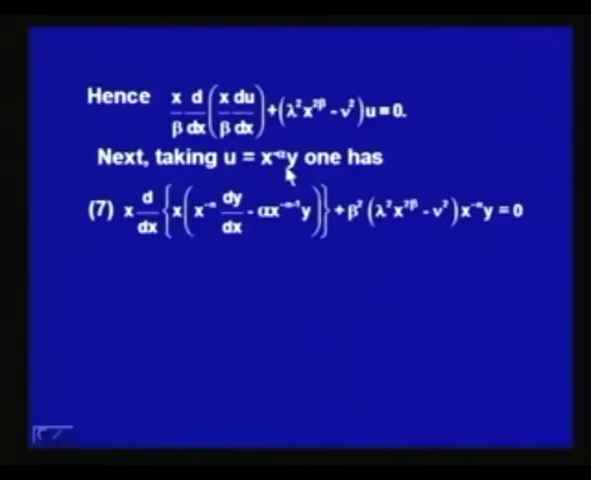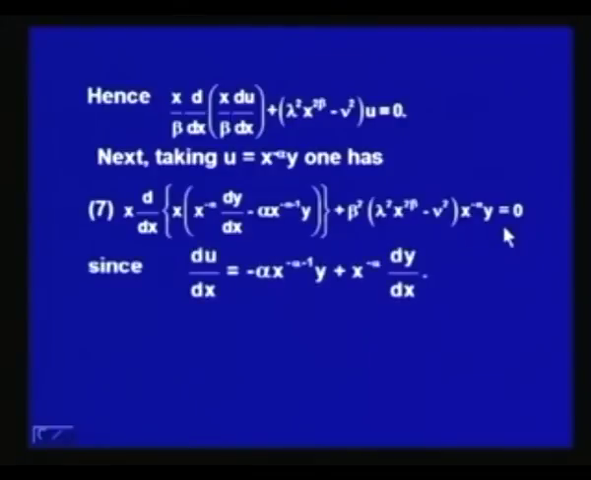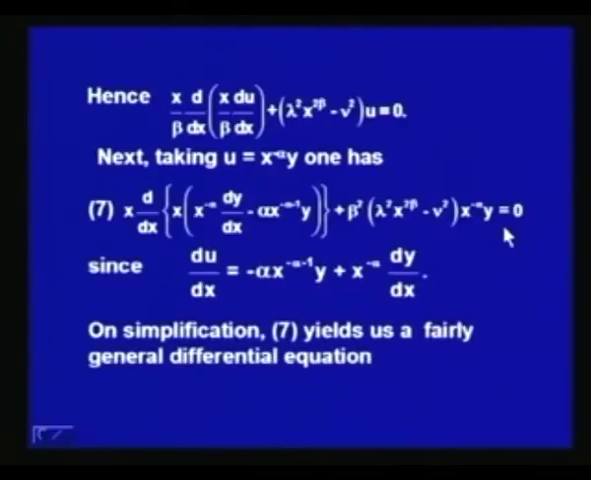So d over dx of u will be x to the power minus alpha dy by dx minus alpha times x to the power minus alpha minus 1 into y plus beta square into lambda square x to the power 2 beta minus nu square into x to the power minus alpha into y equal to 0, where we have written the derivative of u like this. So, the value of du by dx we have put here.